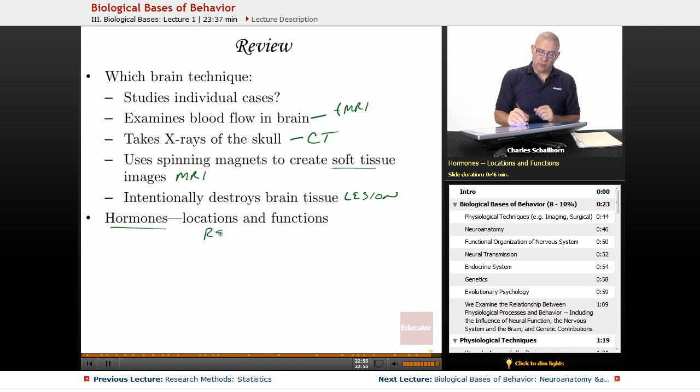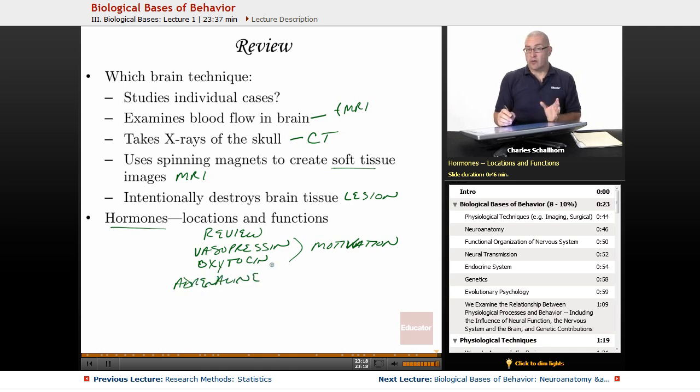And so go back and review these ideas in terms of the vasopressin and in terms of the oxytocin. We're going to be looking at those in motivation. And of course, adrenaline and noradrenaline, or epinephrine and norepinephrine. We're going to be taking a look at these chemicals again, both in this unit and in later units.